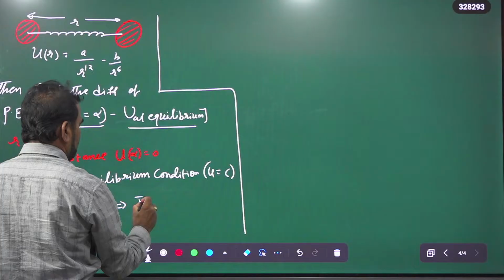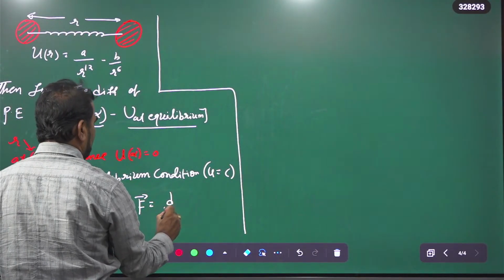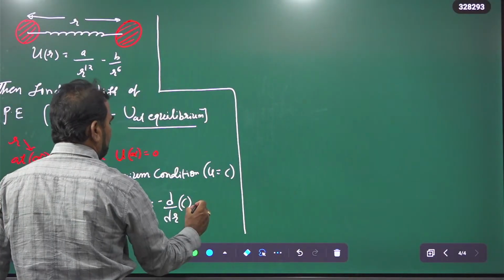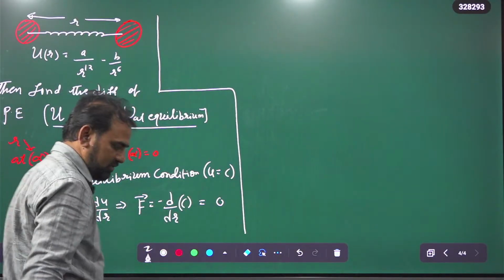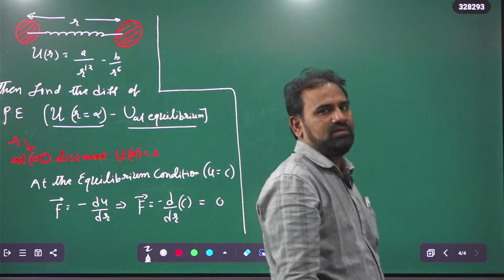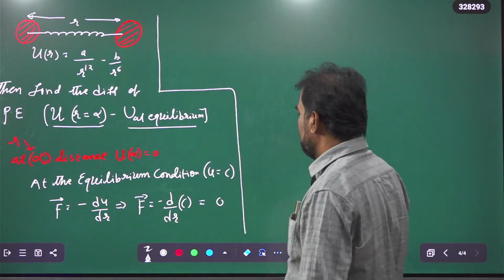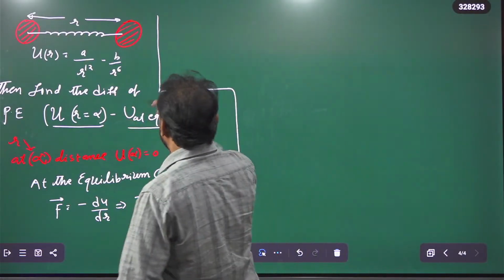F equals minus d upon dr of a constant. The derivative of a constant value is equal to 0. Therefore, the force of interaction at the equilibrium condition is equal to 0. So this applies to this equation.